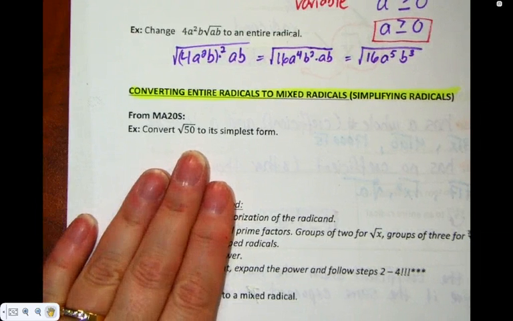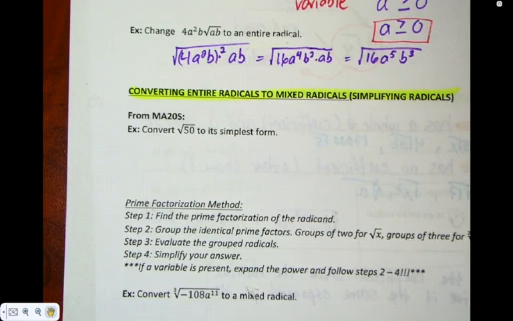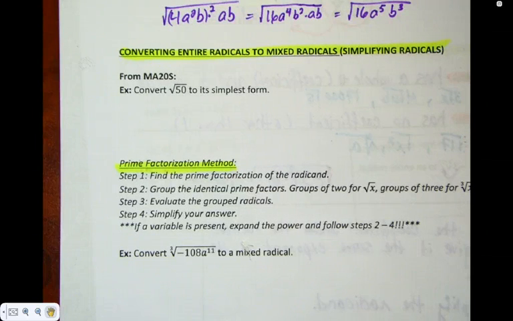How did you simplify root of 50? Does that even seem familiar to you? Okay, so I'm going to show you the method I use. I don't know if this is the way your teacher showed you last year. If you have a different method, go for it. There's nothing wrong. I do what's called the factorization method. So we take the prime factorization of the radicand. We group what's called identical prime factors. Then we evaluate the grouped radical, and we simplify the answer. And I'll explain all that with the example in a second.